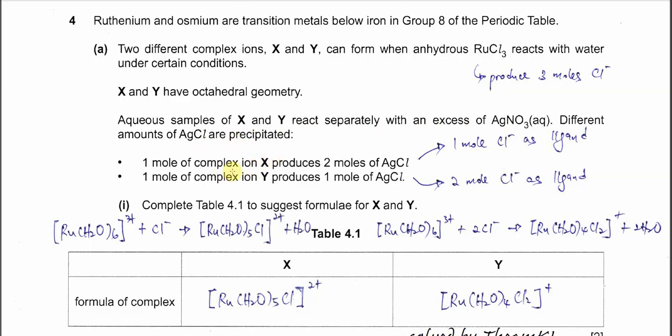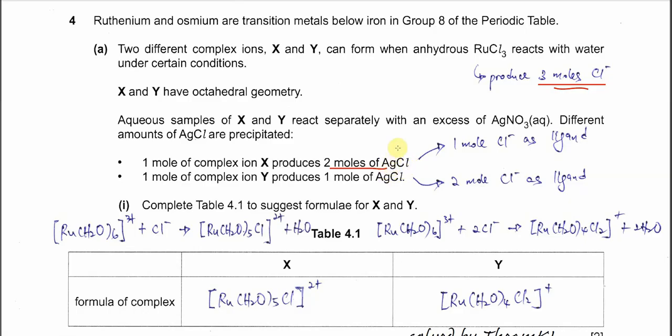For the complex ion X, 2 moles of silver chloride are produced. So what is the idea here? First, you need to understand that ruthenium chloride will produce 3 moles of chloride once it reacts with water. And here it is already telling us the complex ion X produces 2 moles of silver chloride, which means there will be 2 moles of chloride that react and form a precipitate with the silver.